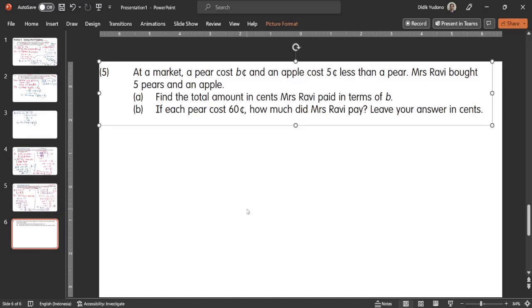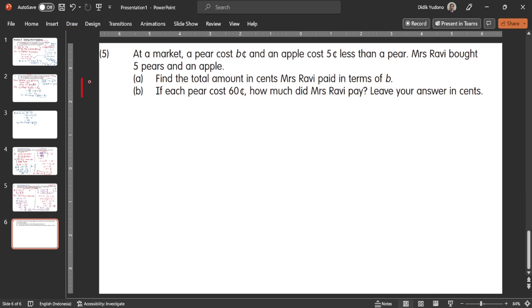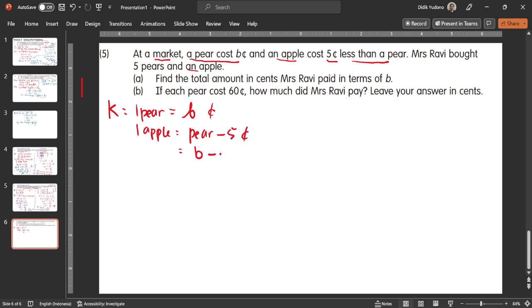Next, number five. Let's review again. At the market, a pear costs B cents and an apple costs 5 cents less than a pear. Mrs. Ravi bought 5 pears and 1 apple. Okay, the first information is 1 pear equals B cents, and 1 apple equals 5 cents less than a pear. So pear minus 5 cents, or B minus 5 cents. So first we have to understand this. The pear is more expensive because the apple is the price of the pear minus 5 cents.